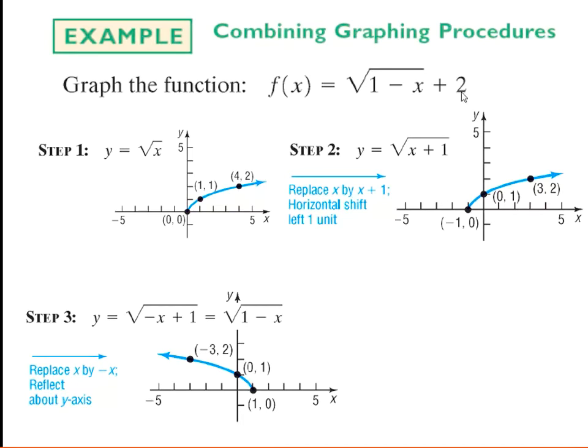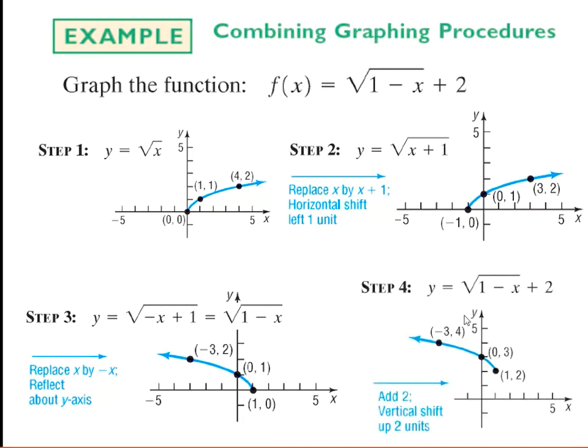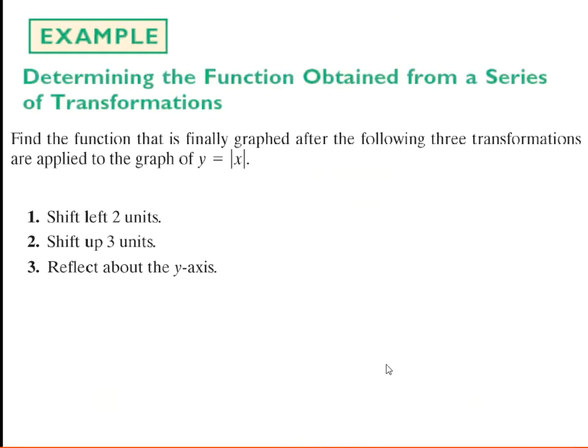And then the last piece would be to add the 2 outside, and that's going to be a vertical shift upwards, and there's our final sketch. Right? Now again, I want to do all that by hand. I want to understand how the pieces of the equation connect to the graph, but I can check with my technology.